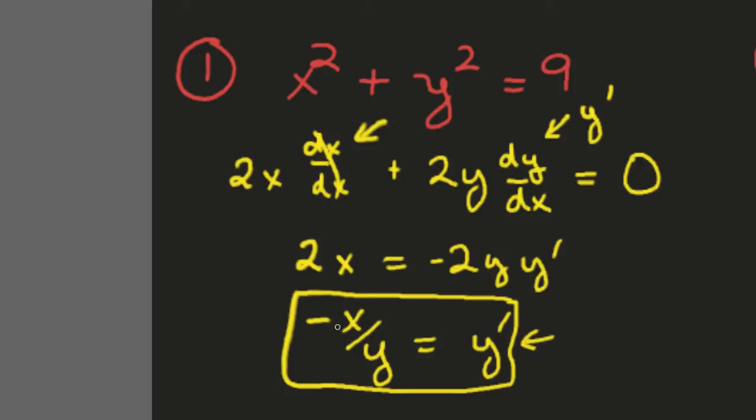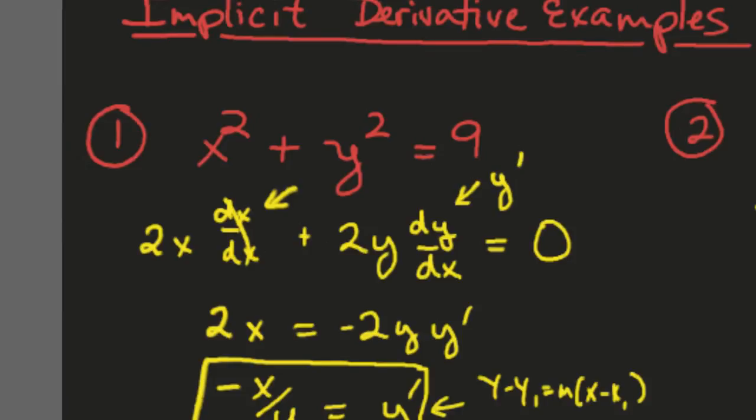Okay, and you could use this to find the slope of your tangent line given an x or a y, or the equation if you used it in conjunction with the point slope formula. And that is not what this video is about. This is an implicit derivatives video, so let's move on to the next problem.